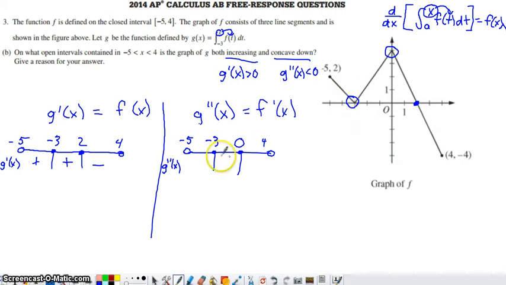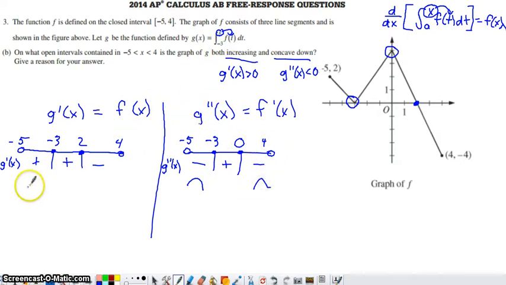Well, to the left of -3 we have negative slopes right here. So f prime is negative and so is g double prime. On this interval we have positive slopes. F prime's positive, as is g double prime, and then on this interval we're back to a negative slope. So our function is concave down from -5 to -3, and it's concave down again from 0 to 4.